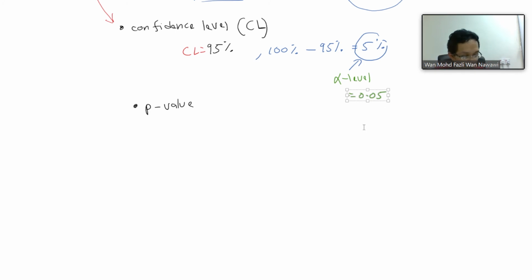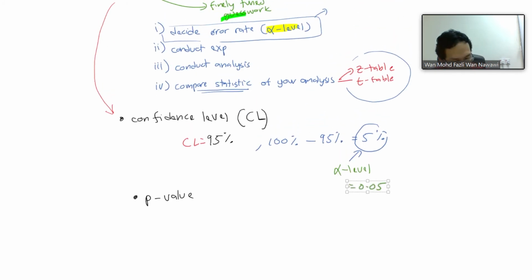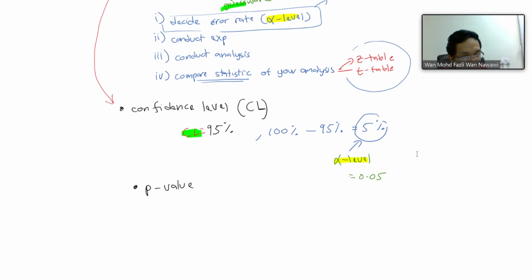So now about p-value. We learn there is something called alpha level and something called confidence level. Both of these connect with each other. Confidence level and alpha are related to each other. So if the p-value is lower than the alpha, we can say it is statistically significant.